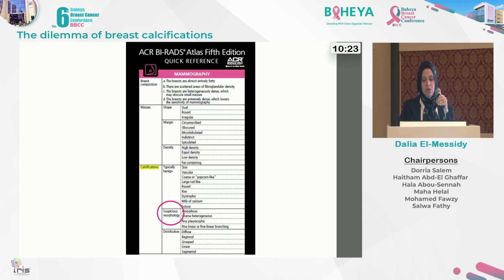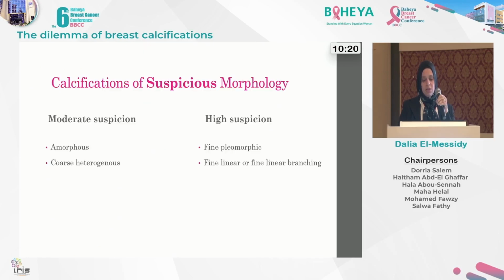Referring again to the ACR BI-RADS Atlas, suspicious calcification can be divided into those with moderate suspicion, such as amorphous or coarse heterogeneous calcification, or those with higher suspicion, such as fine pleomorphic or fine linear or fine linear branching calcification.